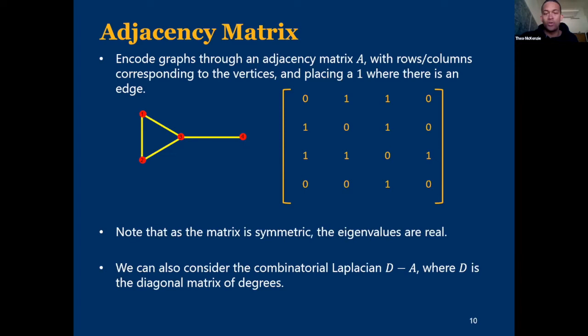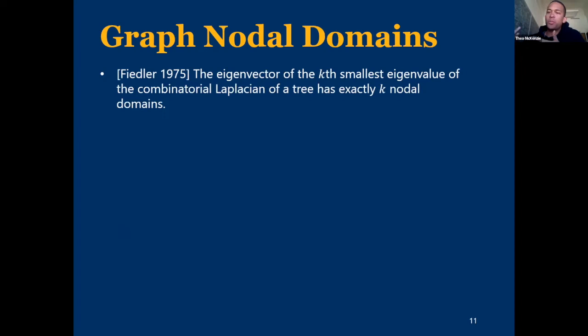All of this is to say that this adjacency matrix is very much related to the Laplacian of the graph. Okay, so this problem about graph nodal domains is something that's been studied for a while, and I want to highlight a brief history of certain results to do with it.